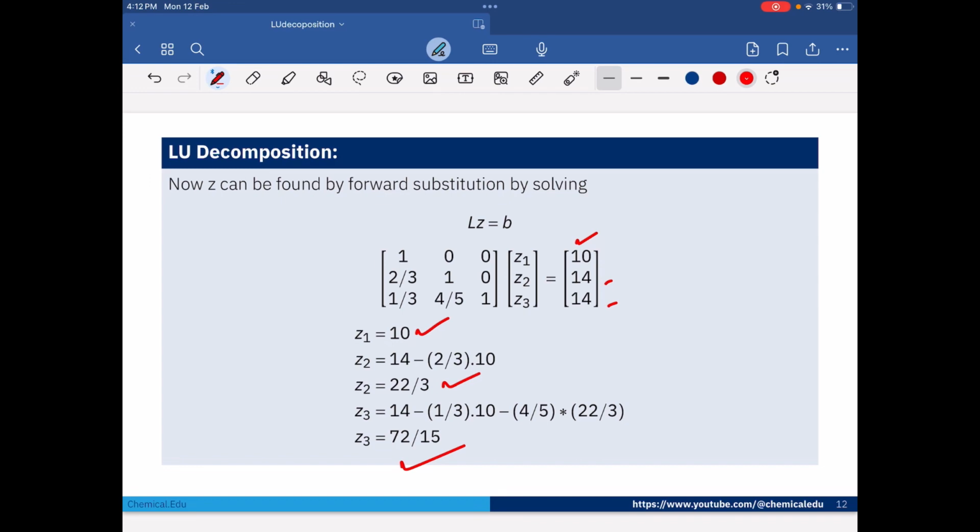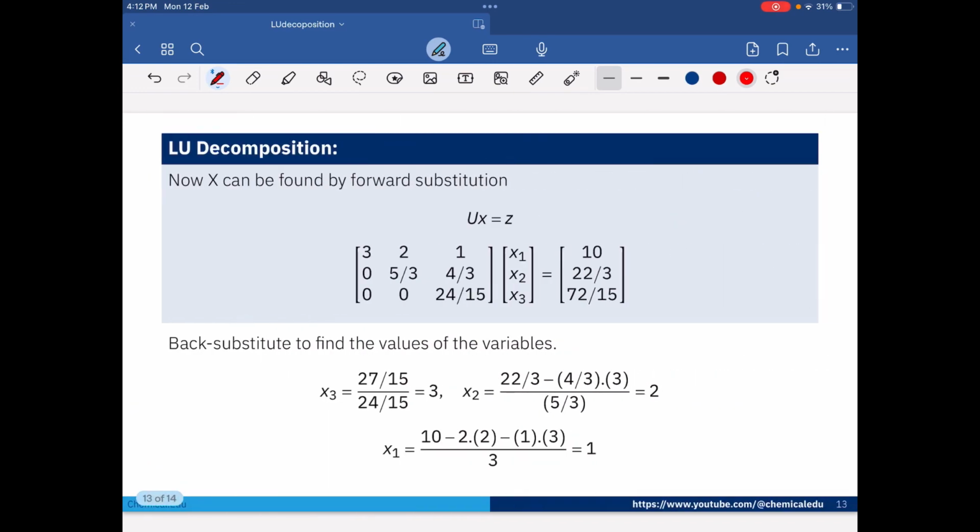Now after getting Z1, Z2, Z3, we will use the upper triangular matrix and do backward substitution. So this is U, the upper triangular matrix, this is the variable, and this is Z. Now if we do back substitution, we'll get the values. So here x3 is 3, x2 is 2, and x1 is equal to 1. So that way we can solve a system of linear equations by using LU decomposition. So that's it. Thank you.